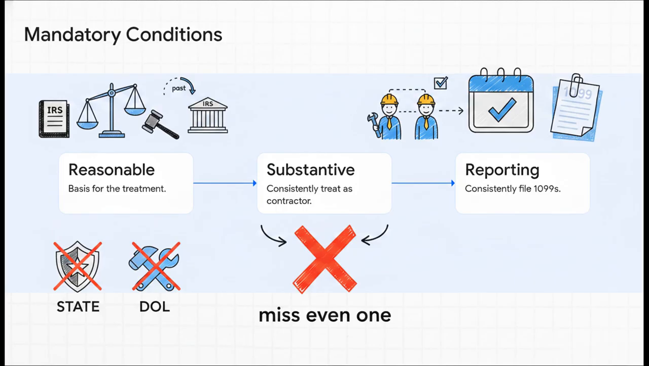It's a step-by-step process. 1. Reasonable basis. You must have based your classification on judicial precedent, a past IRS audit, or long-standing industry practice. 2. Substantive consistency. You must have consistently treated this worker and all similarly situated workers as contractors. And 3. Reporting consistency. You absolutely must have timely filed all your Forms 1099. If you miss even one of these, the harbor vanishes. And remember, this doesn't protect you from state-level or Department of Labor liabilities at all.